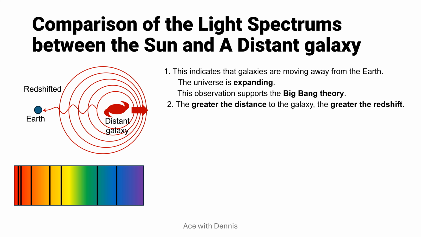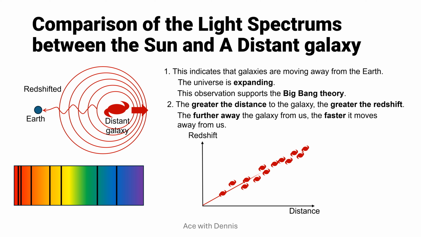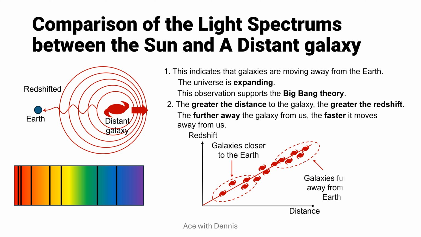The second point that we can make is, the greater the distance to the galaxy, the greater the redshift. Also, the further away the galaxy is from us, the faster it moves away from us. Using this information, we can plot a graph of distance against redshift. From this graph, these few galaxies are closer to the Earth, and the light from these galaxies is less redshifted. These galaxies are further away from the Earth, and the light from these galaxies is more redshifted.